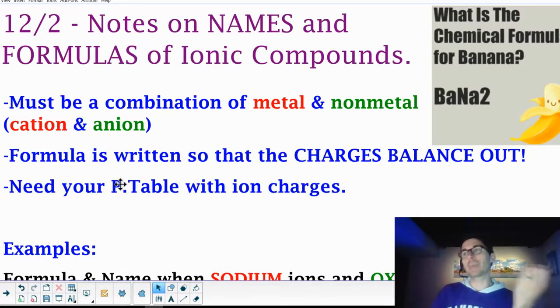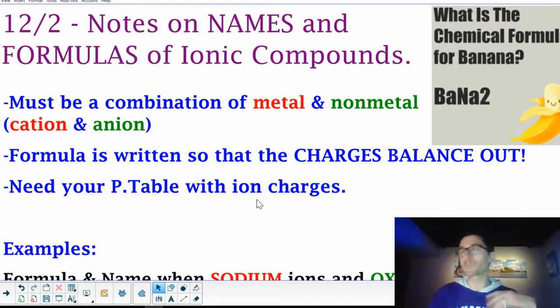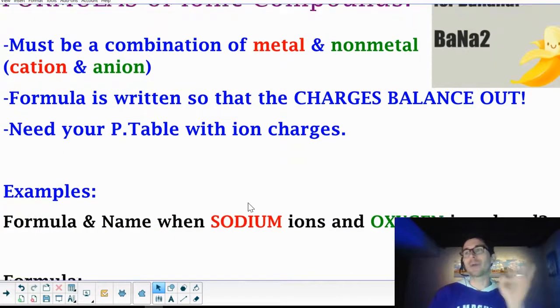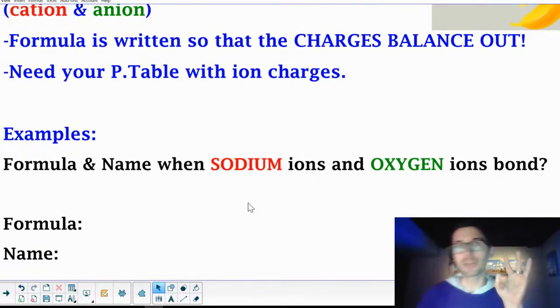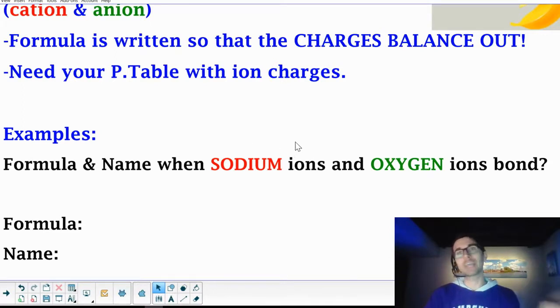You need your periodic table with ion charges. The one that we filled out earlier this week, you need that. So keep that open either from your notebook or on a document somewhere. I want to go over three particular examples of how to write the name and the formula when you combine two certain ions. You can do really any metal with any nonmetal in the periodic table as long as they have a charge, and it should work.